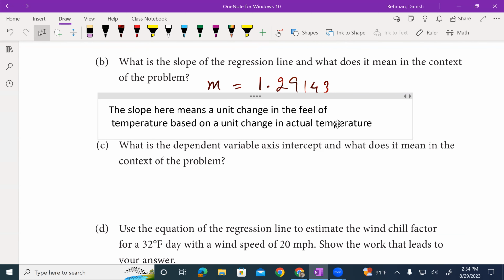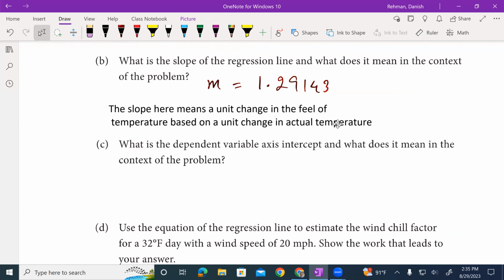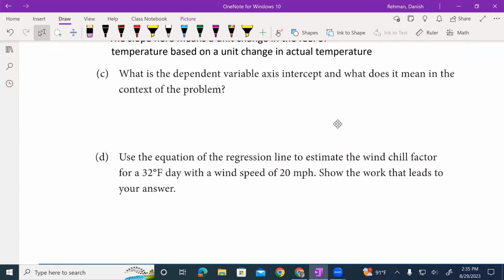Now, what's the next question? What is the dependent variable's y-intercept, and what does that mean? So which variable have we considered here as the dependent variable? The field or the actual temperature? Look at the data the way we have entered it. What did we enter as the x? The actual temperature or the field?